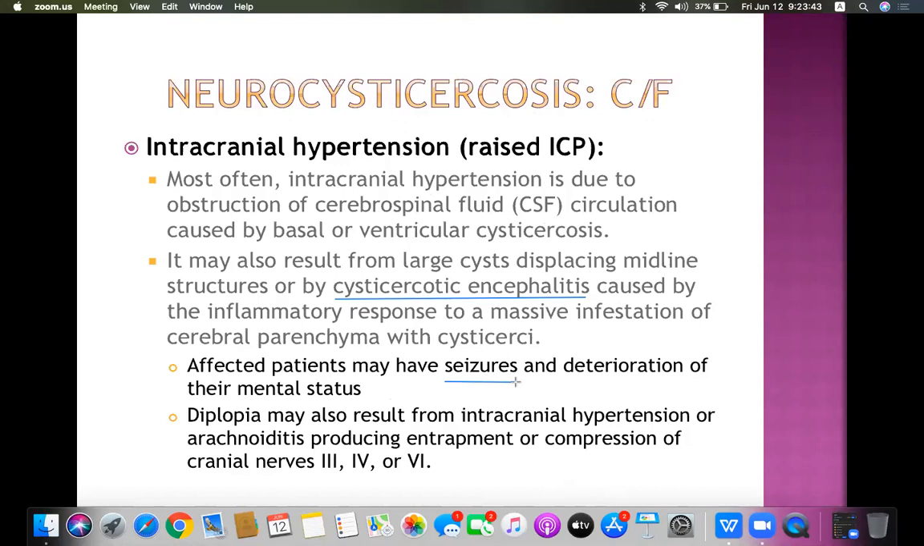This seizure, the most common type are partial seizure, but generalized seizure can also occur, and their mental status will be low. They may become drowsy in the beginning, stupor in the middle, or comatose later on. Diplopia may also occur. Diplopia means double vision, okay? This double vision is occurring because of involvement of cranial nerve 3, 4, and 6. Because these are the cranial nerves which supply extraocular muscles in the eye.